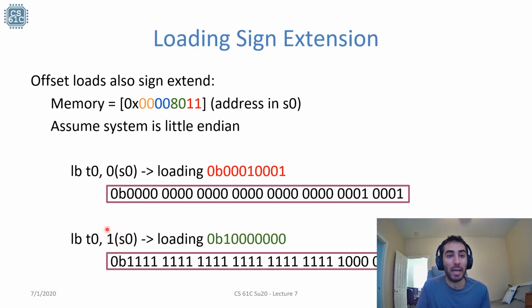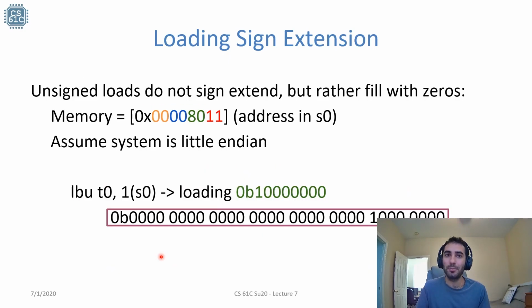Now, if I load in the byte offset by 1, I'll be looking here at 8, 0. This is the bit sequence for 8, 0. Noticeably, the most significant bit is a 1, so therefore I will sign extend the 1 all the way through.